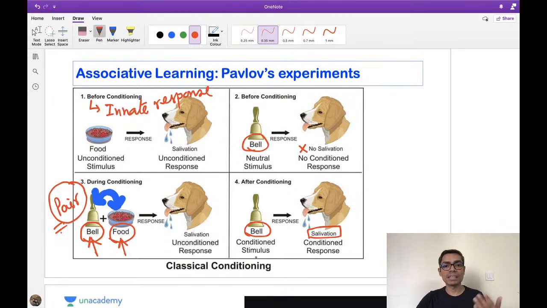What is this typical thing? This typical thing is nothing but classical conditioning. Classical conditioning is an example of associative learning.